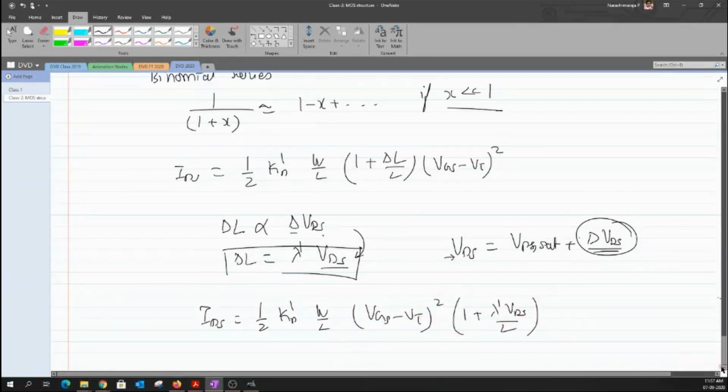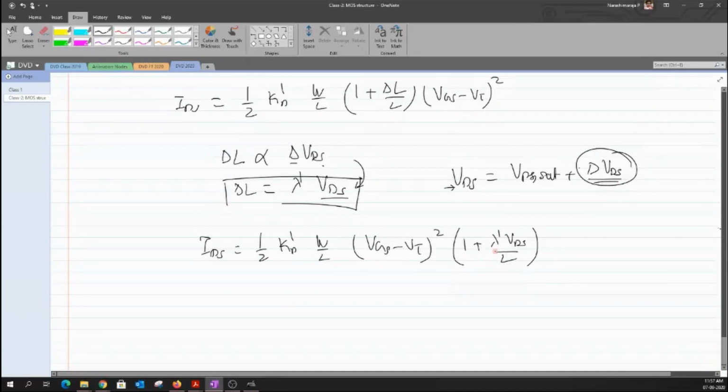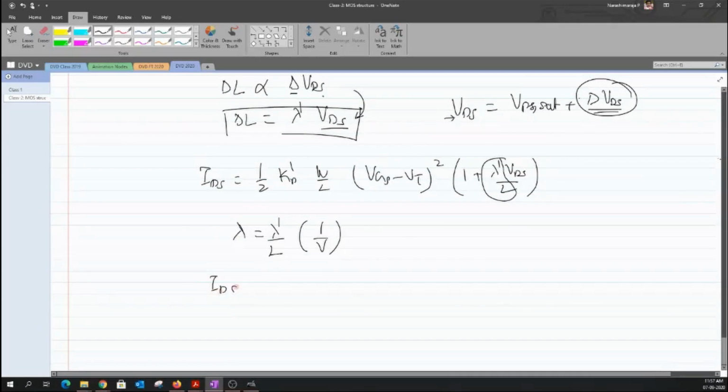Okay, and there is also one more term that I can introduce here, just because these two are constants. For a given technology, I'm going to introduce a proportionality constant, lambda, which is defined as lambda prime divided by L. This lambda will have a unit of volt inverse. Clear? So rewriting this equation in terms of lambda.